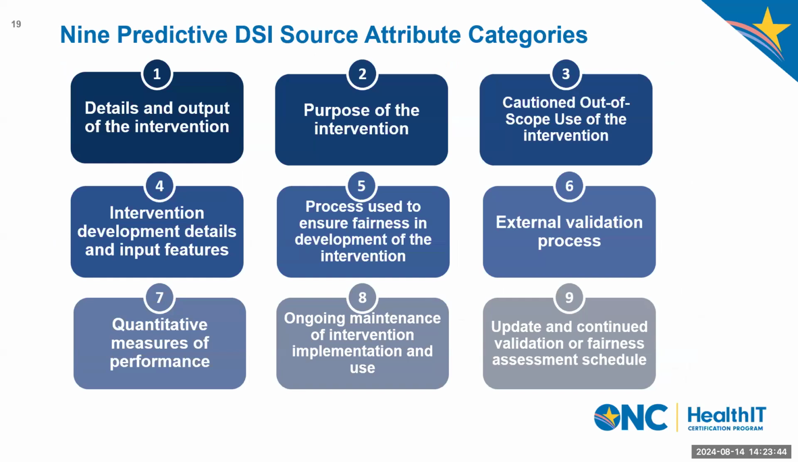The second row, 4 through 6, this is how the intervention was developed, including input features, processes used to ensure fairness and external validation of the model, if any. And then that last section, 7 through 9, this is how it performed, quantitative measures, how it's being maintained, and how it's being updated.